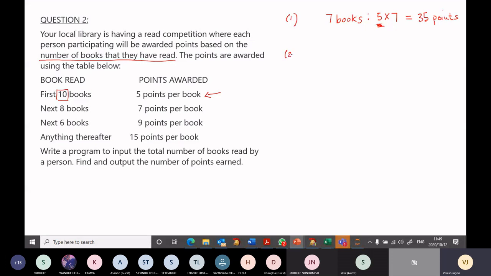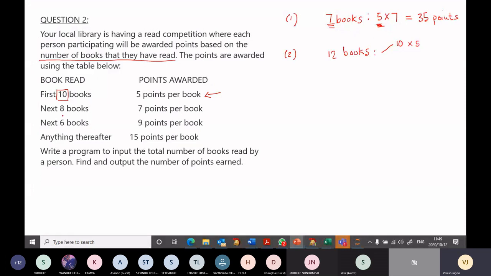The second category, the second example gets a little more complicated. Here we are saying the next 8 books. So let's look at somebody who read 12 books in total. This is the total number of books they've read. In the first example, the total number of books was 7, so it was just straightforward 5 times 7. But if a person read 12 books, the first 10 books, you get 5 points for it.